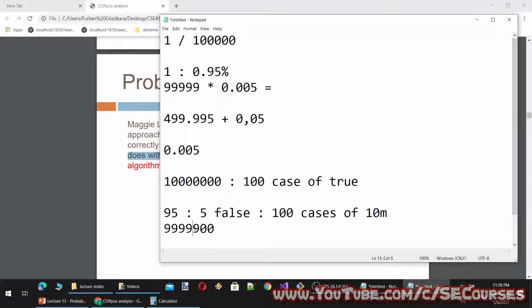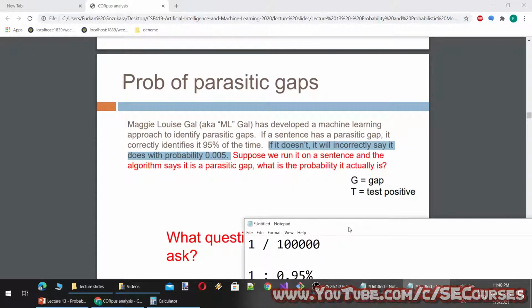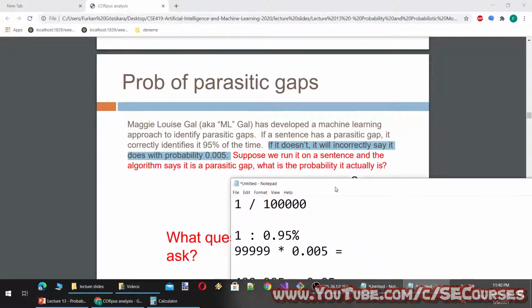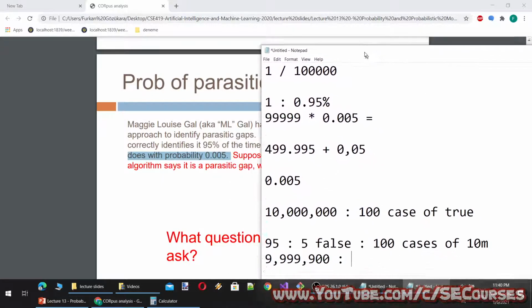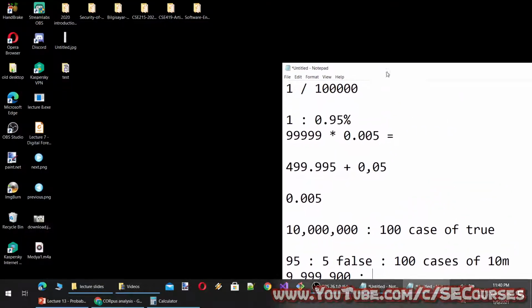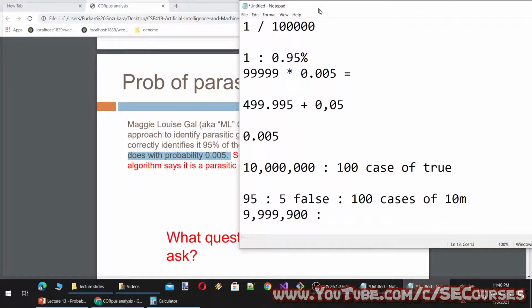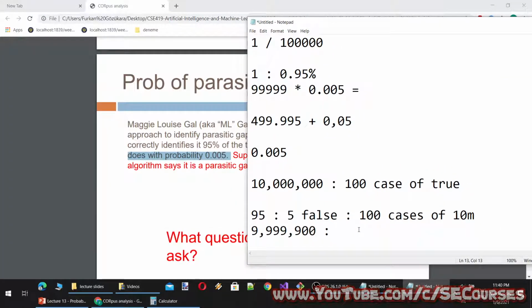Okay, so out of these many cases, it will incorrectly say it does have a gap, and it will correctly say it doesn't have one in the rest. Usually this is some kind of harder question. So it will be correct for 99.5 percent of these cases.